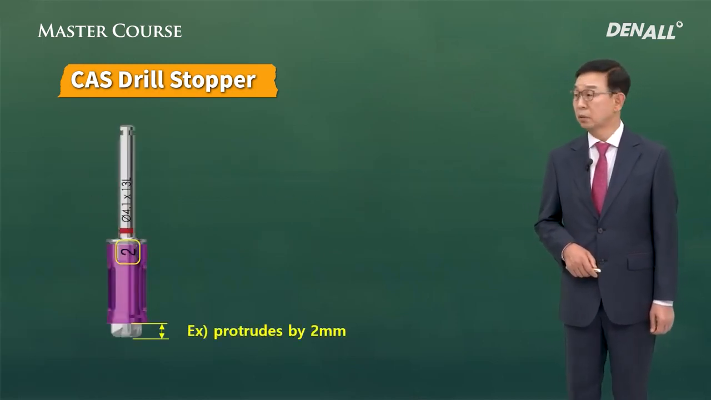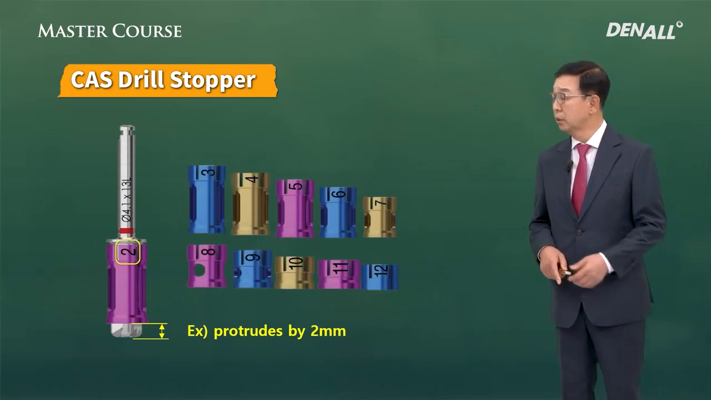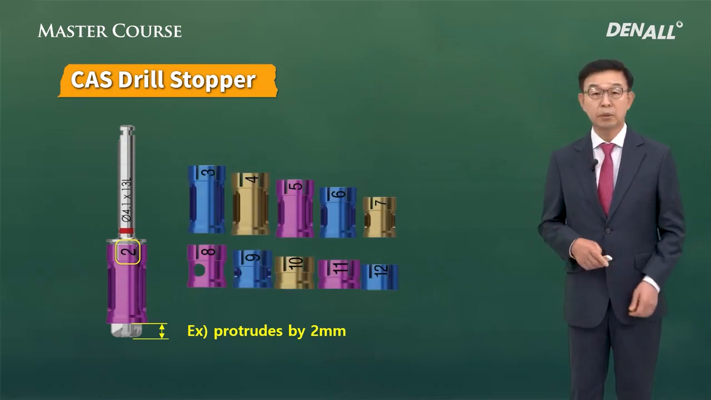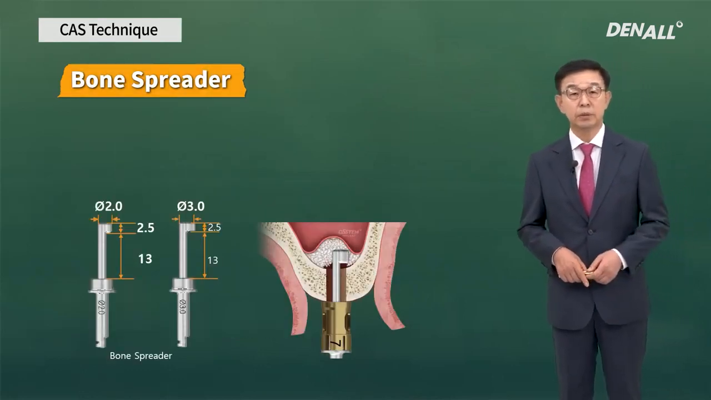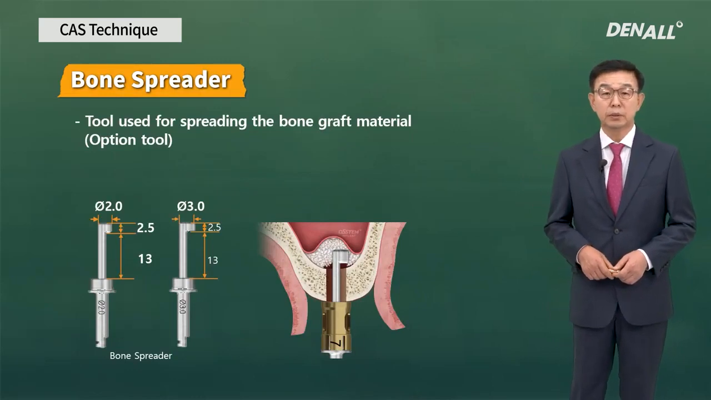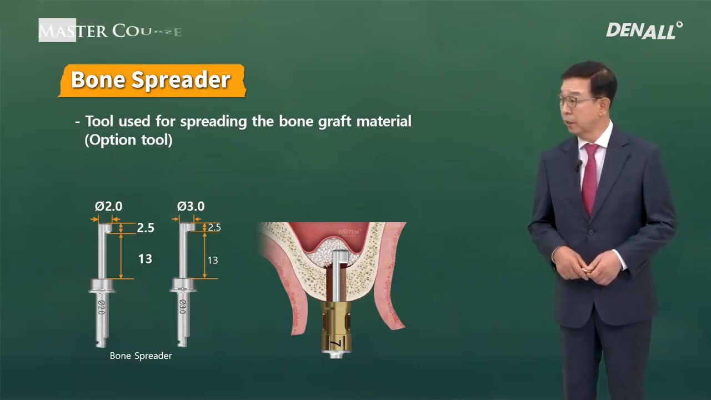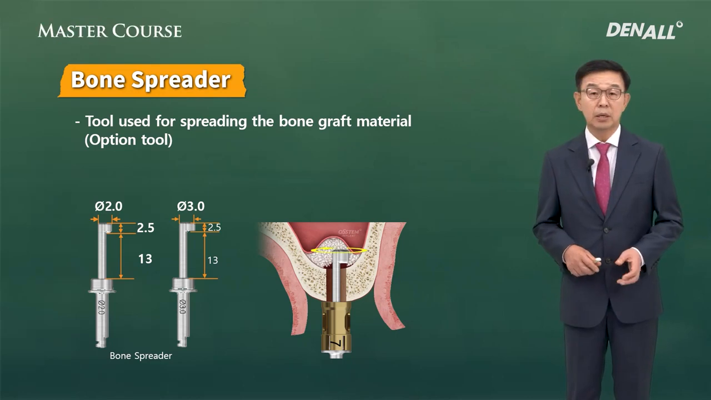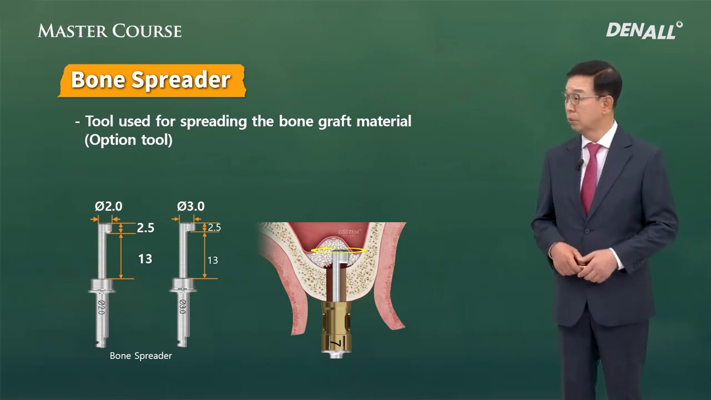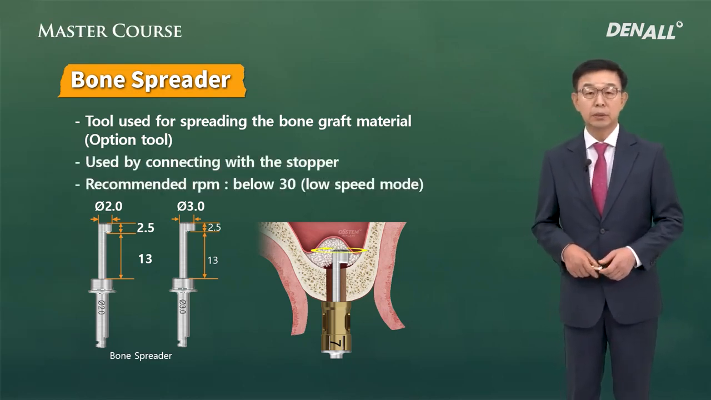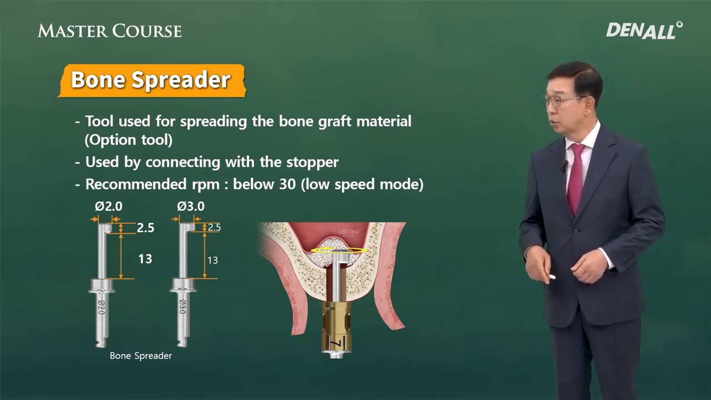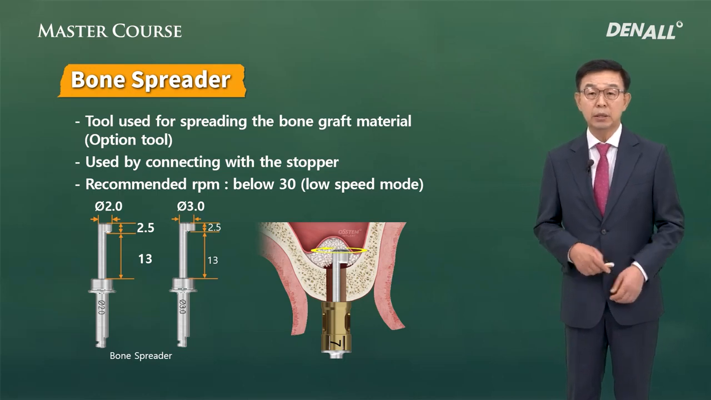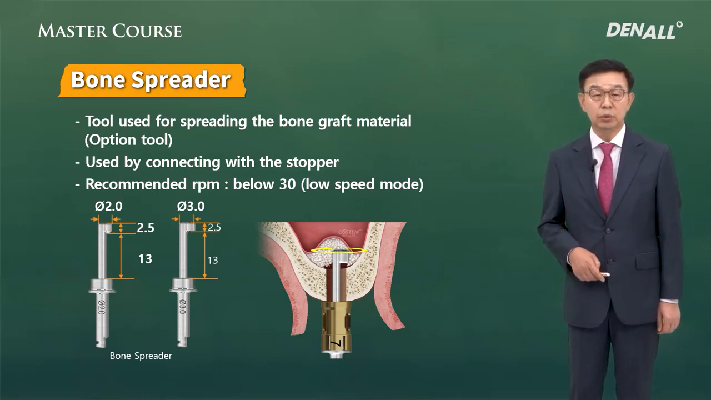Ways to use the CAS drill stopper. There are various stoppers from 2 millimeters up to 12 millimeters, and you can gradually drill the sinus floor. Next, there's the bone spreader. After bone graft is done, you can spread the bone graft in the ideal position in the sinus floor. By doing the spreading very well, ideal bone formation can be made after implant placement. This is a tool for that.